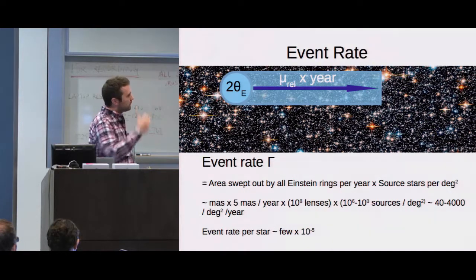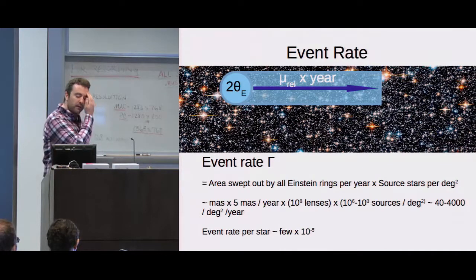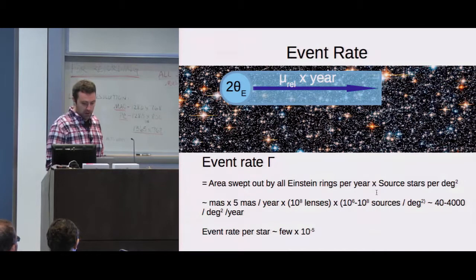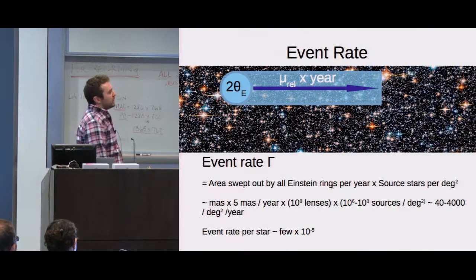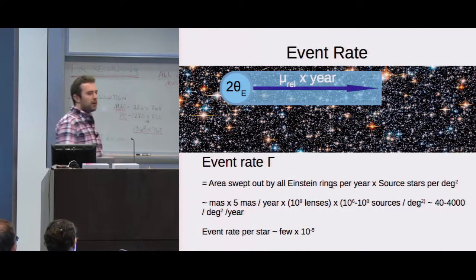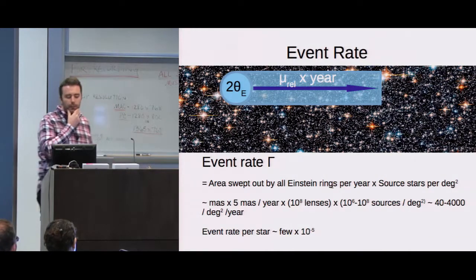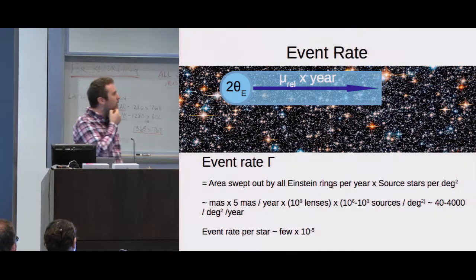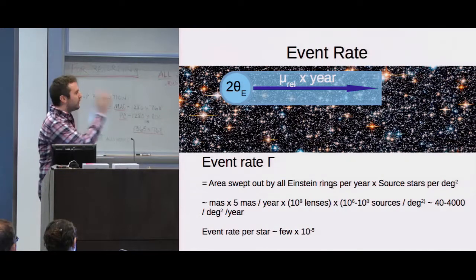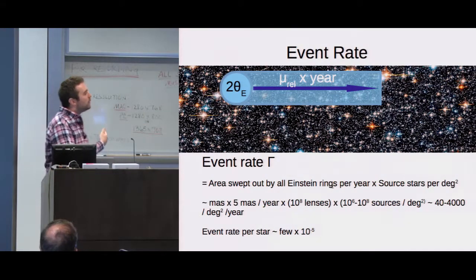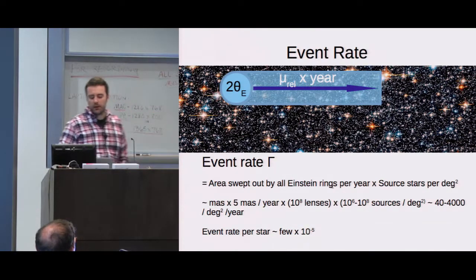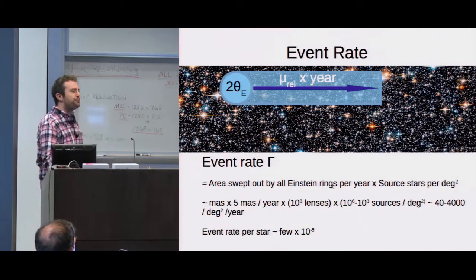Then you have maybe 10 to the 8 lenses per square degree, fewer sources, but still a large number. And again, multiplying lots of large numbers by small numbers, you get about 40 to 4,000, depending on your source density, events per square degree per year. And then dividing that number through by the number of sources that you actually monitor, you get a few times 10 to the minus 5 events per year.